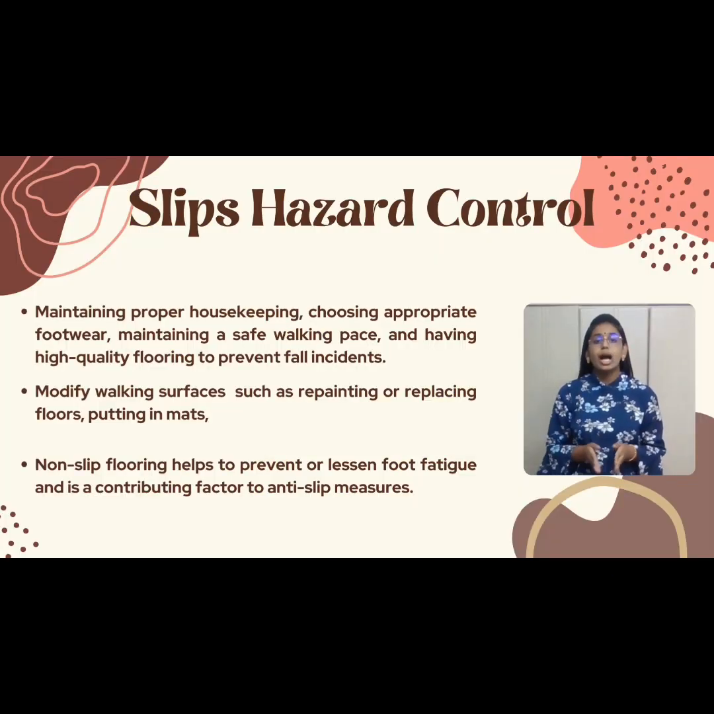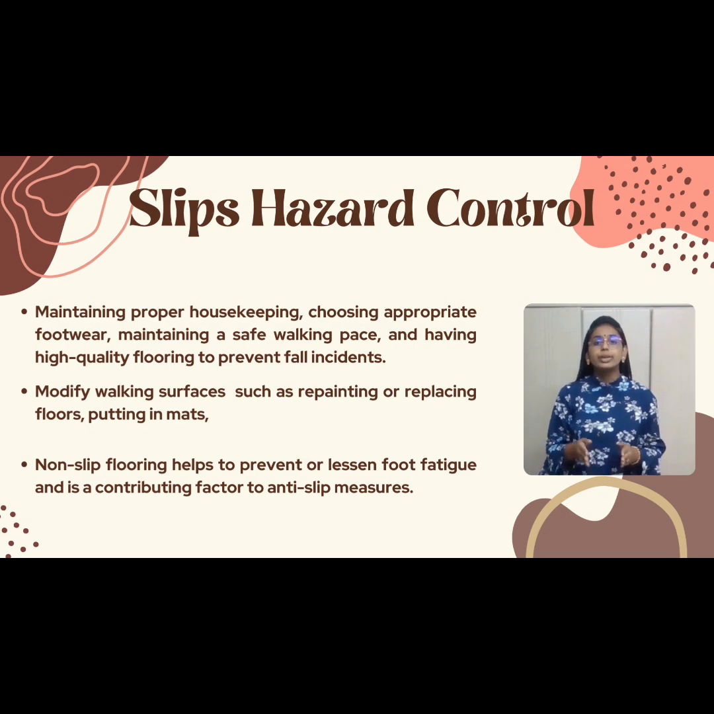A change in the unintentional or unexpected contact between the feet and the ground or walking surfaces causes both slips and trips. These facts demonstrate the importance of maintaining proper housekeeping, choosing appropriate footwear, maintaining a safe walking pace, and having high quality flooring to prevent fall incidents. For instance, cleaning up spills right away or labeling wet spots and spills. The next step in preventing trips and falls is to alter or modify walking surfaces.